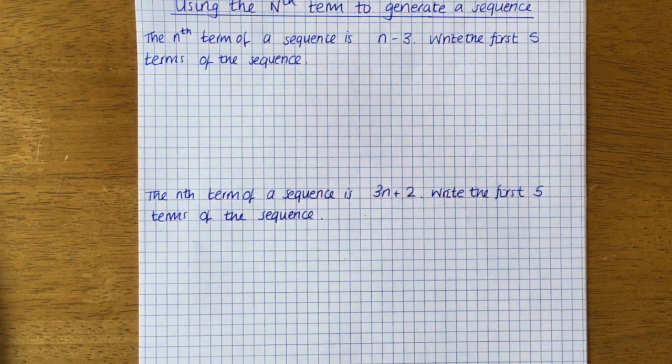Hi everyone! So today we're looking at using the nth term to generate a sequence. Last lesson we looked at finding the 50th and the 100th term in a sequence, but today we're going to look at generating the first 5 terms of the sequence. Now I lightly touched on that in the last video, but we're going to look at it in more detail today.